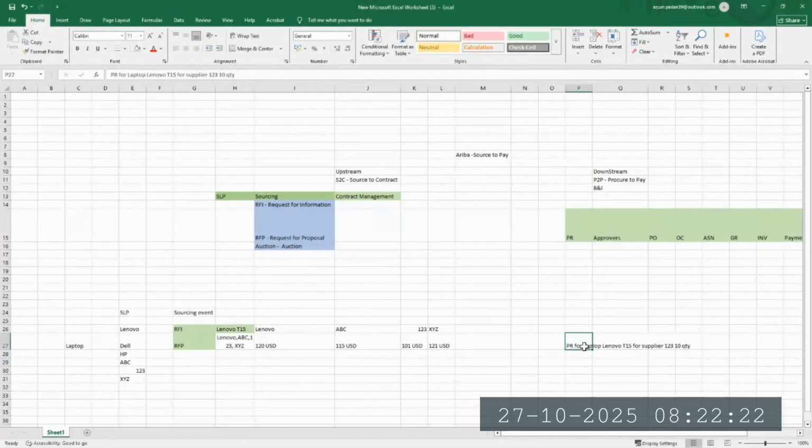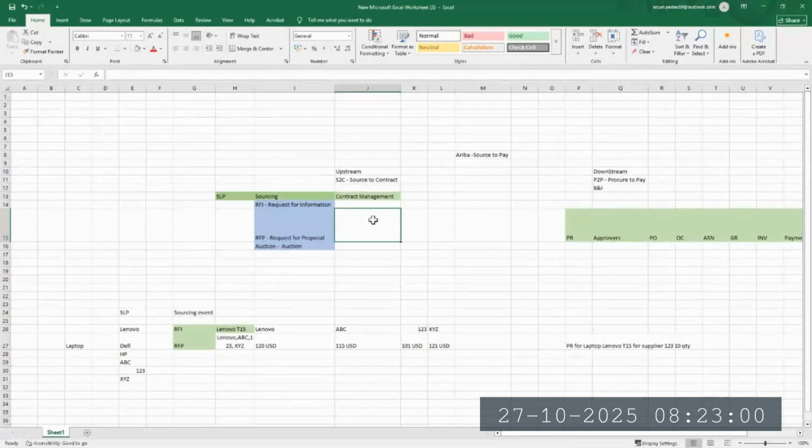If it is a one-time purchase, I'll be doing this. But if my forecast tells me that I run an IT organization, and in an IT organization there will be many employees getting onboarded every year, and you have a forecast of purchasing laptops in a big number, then you can go with contract management. If you are going to have a long-term purchase with the supplier, then you can go with the contract management process.